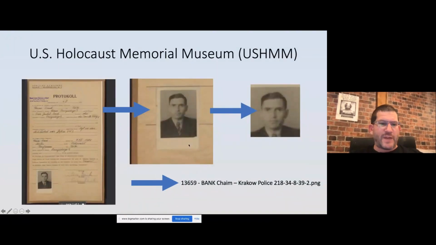So I went through and found other records that I knew about in the Holocaust Museum. These were the 1941 census, I believe, in Krakow, and they also had very nice pictures. Once again, all I did was grab the documents, cut them, and create these file names.